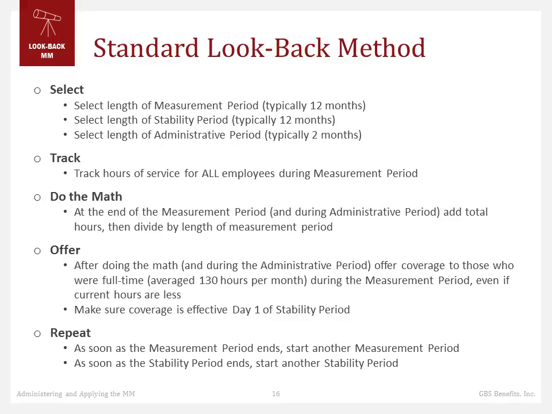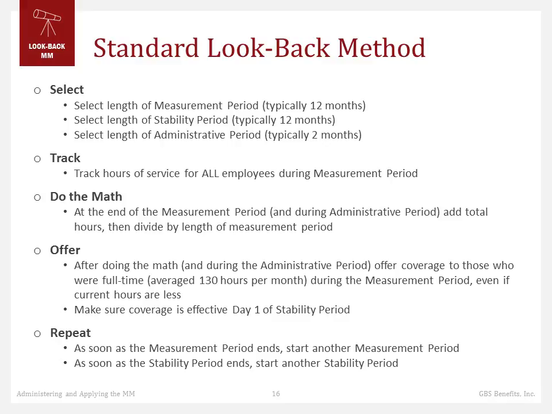Track. You're going to track all hours of service for all employees during the measurement period. Third step, do the math at the end of the measurement period and during the administrative period, which is basically the do the math and offer section. You're going to add the total hours and divide by the length of the measurement period. And our fourth step is offer after doing the math. And again, this is still during what we call the administrative period. You're going to offer coverage to those who are full-time, and those, again, are those who averaged 130 hours per month during that measurement period.